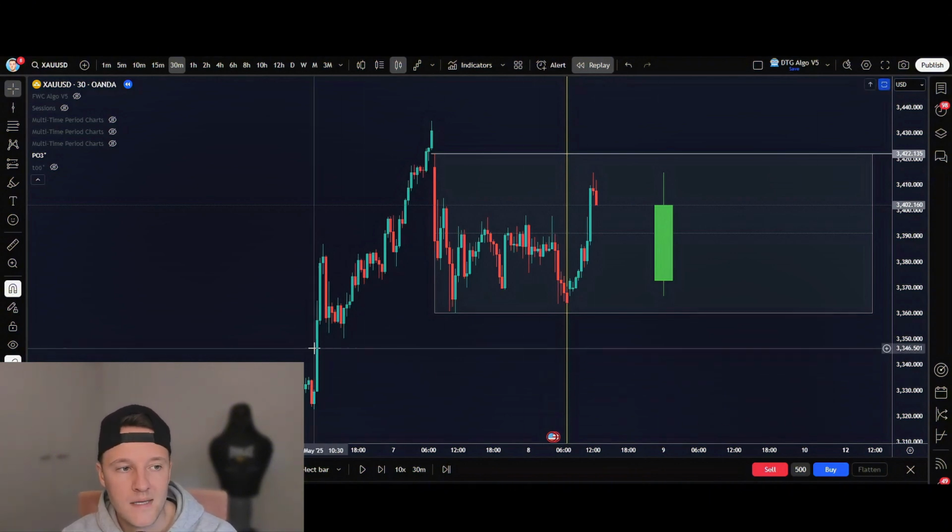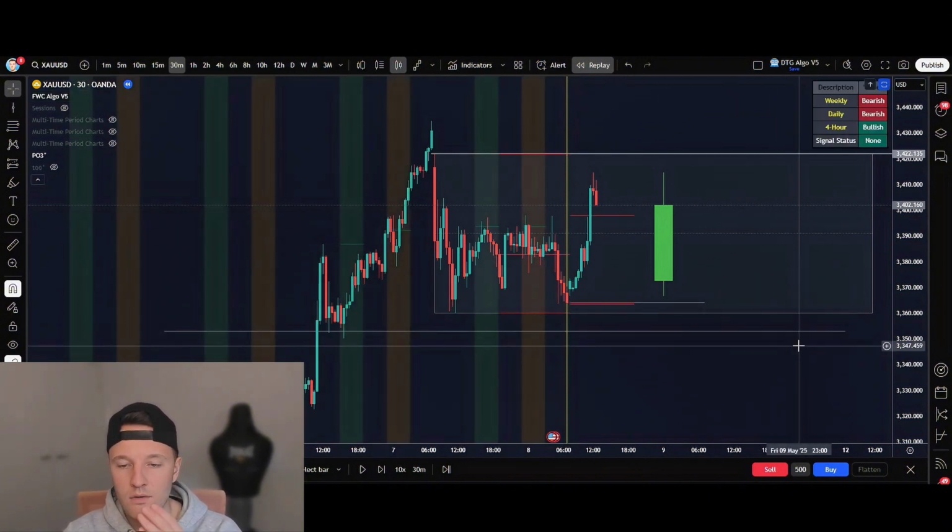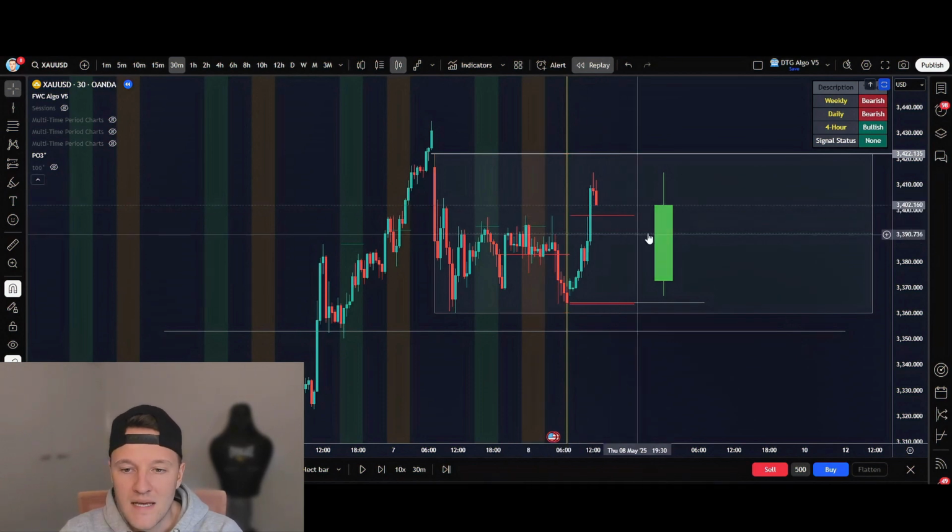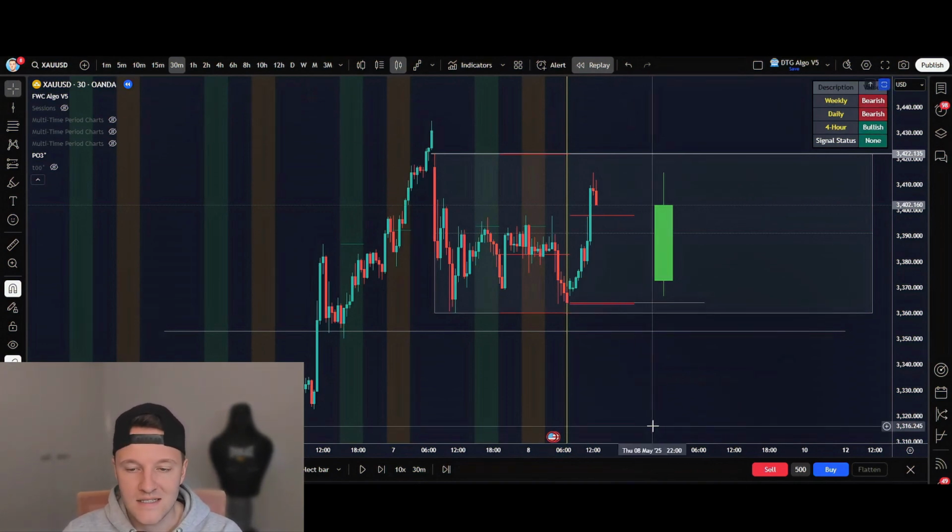So first thing I'm going to do is turn on the DTG Algo V5. And as you can see, it has overlaid this level for us right here. This is a key level. This is called an AOI, an area of interest. And the way we trade this in the DTG Academy with the DTG Algo is look for a break and a tap below this area.